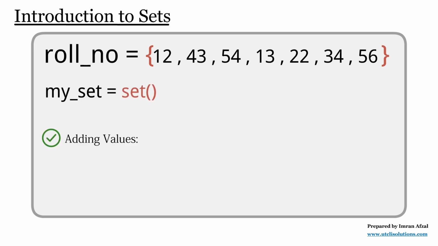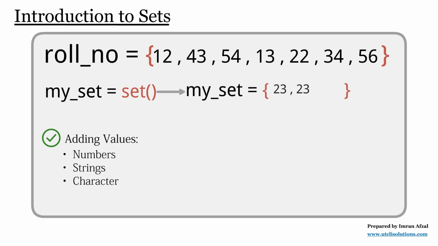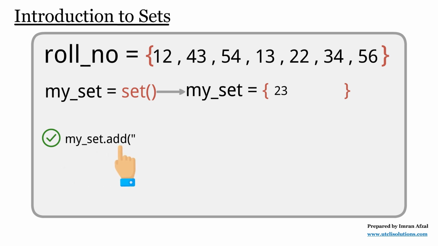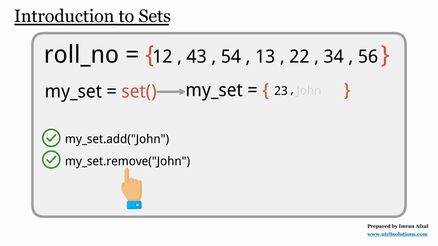When adding values, you can include numbers, strings, or other types of data. If you try to add duplicate values, Python will automatically remove the extra ones, keeping only unique items. You can also add new elements to a set later using the add function. And if needed, you can remove items using the remove or discard function.